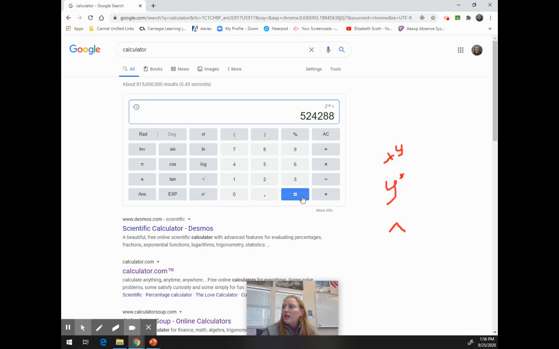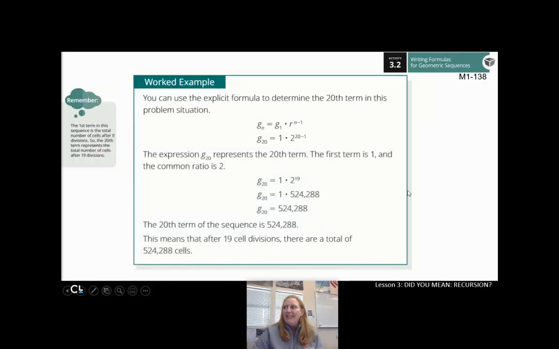So I would hit, again, I'll show it one more time. I can hit 2, hit my magic exponent button, and then 19. So I hit my base, magic exponent button, and then my exponent. And I hit equals, and boom, there it is. Love that button. So 2 to the 19th power gives me 524,288. Of course, my final step then with my PEMDAS is to multiply by 1, which gives me 524,288.